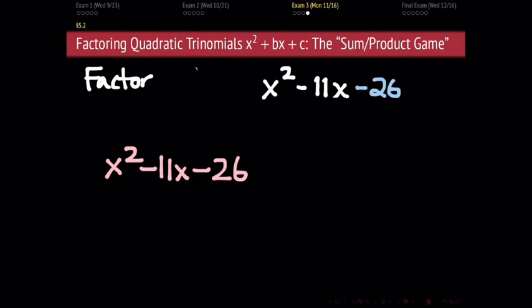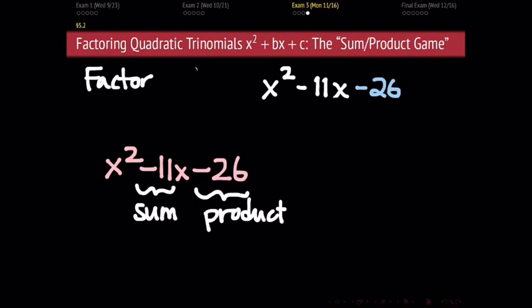So what we need is a pair of numbers which, when they multiply together, give us negative 26. So let's call that the product. Product is the result of multiplying two numbers. And that same pair of numbers has to add together, the sum, to give us negative 11. So that's why this method is sometimes called the sum and product game.